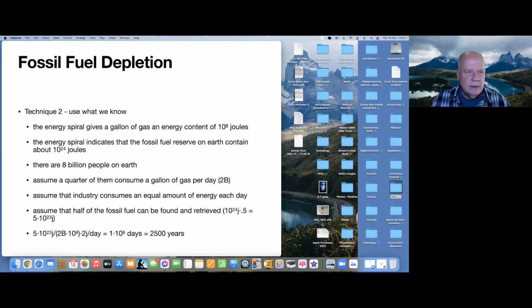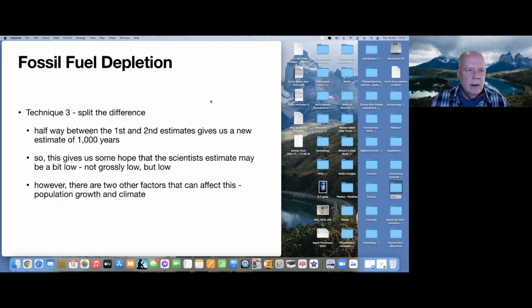But this technique 2 is based off of information that is real and would give us a comfortable feeling that we're going to have fossil fuel around for a while. Obviously, we're looking into other sources of energy, but it's my contention that in the foreseeable future we're probably going to be heavily reliant upon fossil fuels for our energy sources.